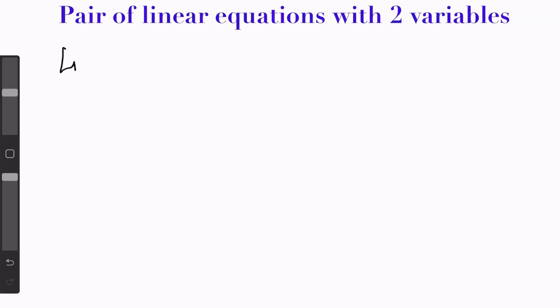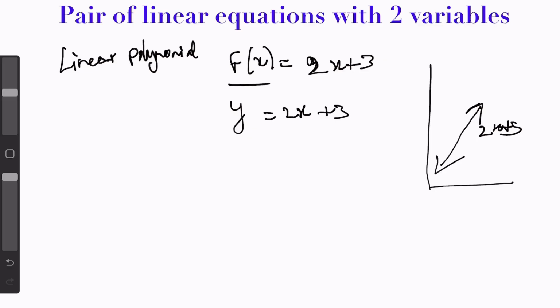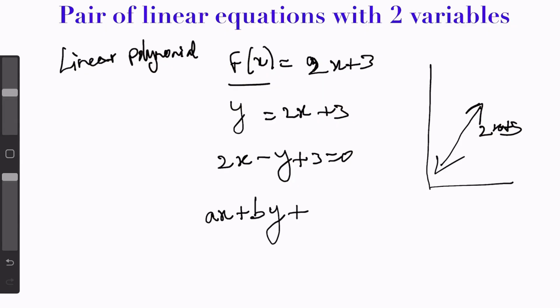Pair of linear equations with two variables. First, let's see linear polynomial. Let f of x equals 2x plus 3. This will be the graph and it will be a straight line, right? So f of x means y equals 2x plus 3. Then 2x minus y plus 3 equals 0. This will be the general form of a linear equation: ax plus by plus c equals 0.